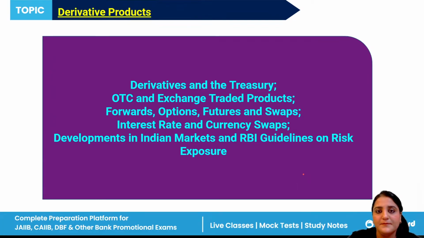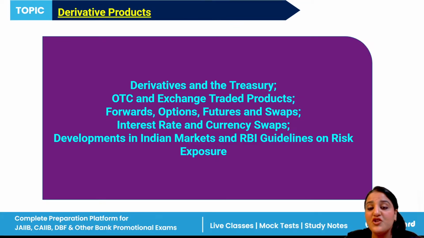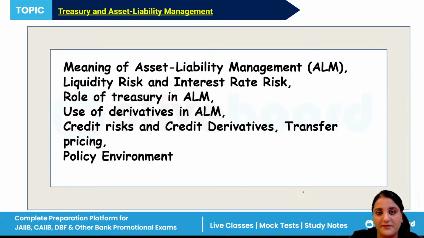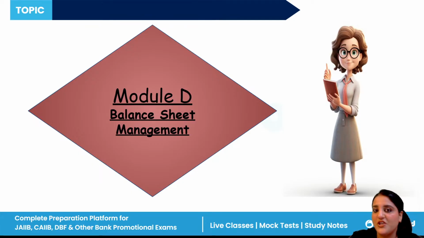Then we have derivative products, in which we are going to learn OTC and exchange traded products, forwards, options, futures, swaps, interest rate and currency swaps. So generally we can say that the BFM paper is a combination of theoretical and numerical questions that generally require a solid understanding of the basic concepts, right? So it is important to understand the syllabus and all the topics. Then we have treasury and asset liability management, how to manage assets and liabilities.